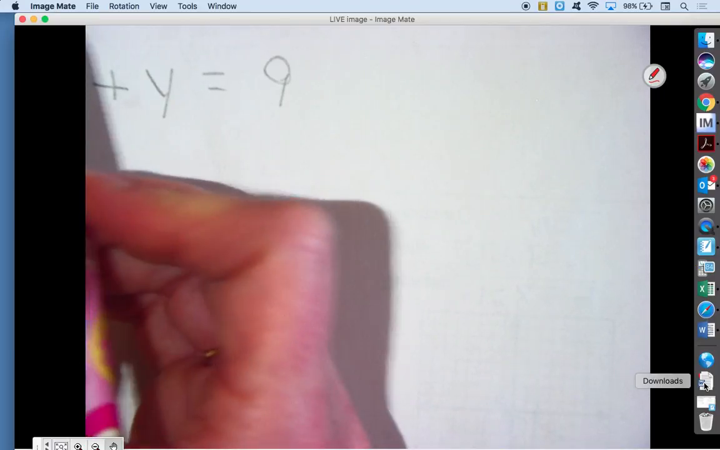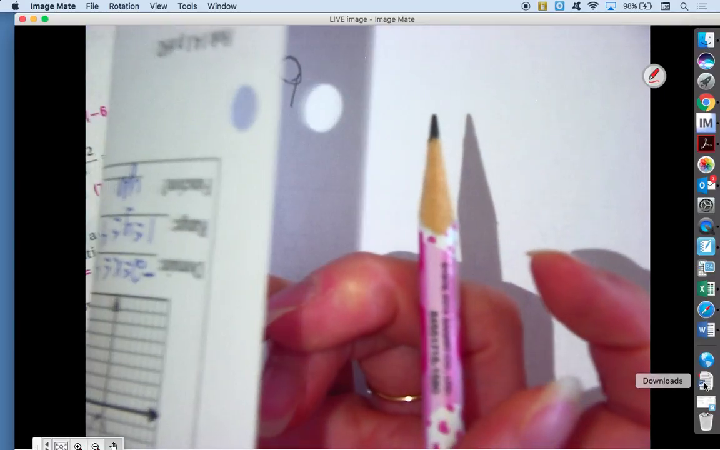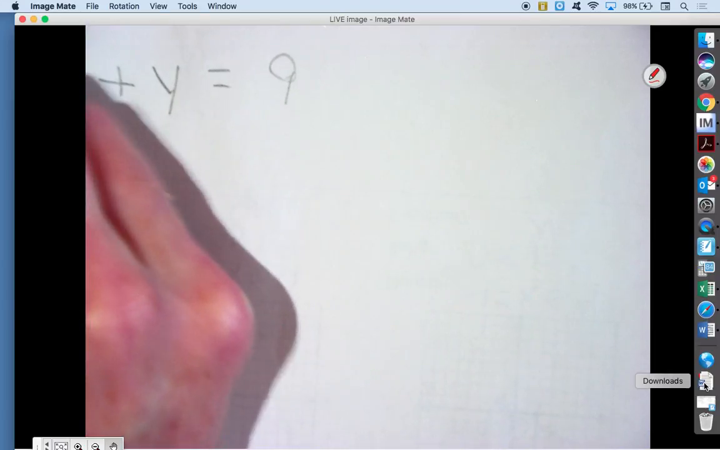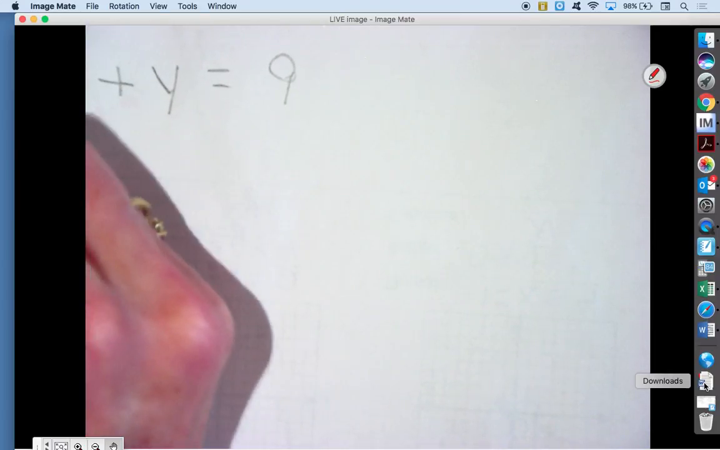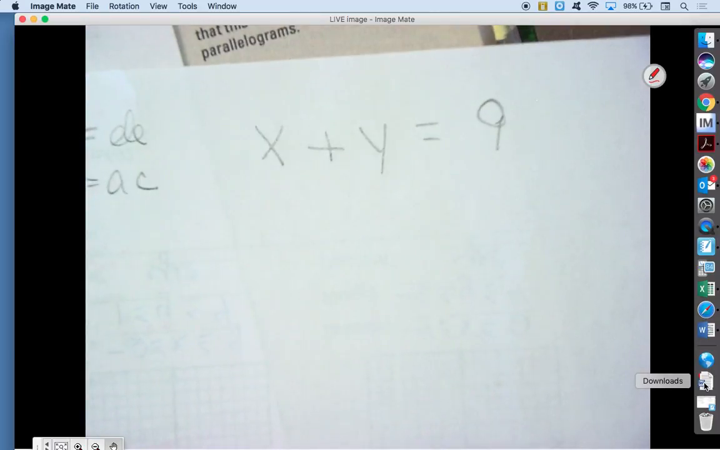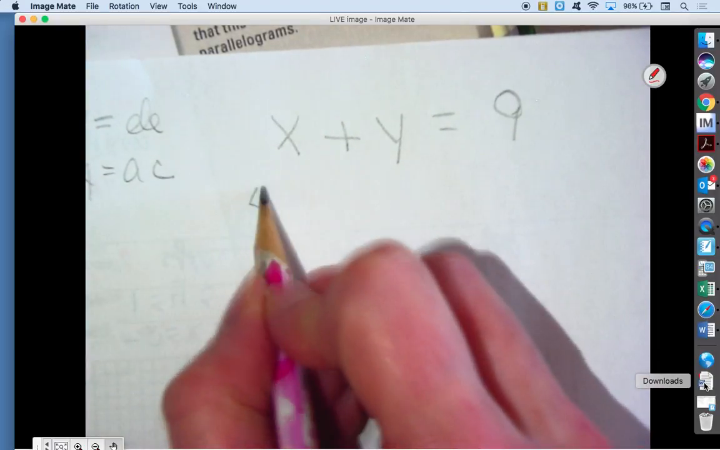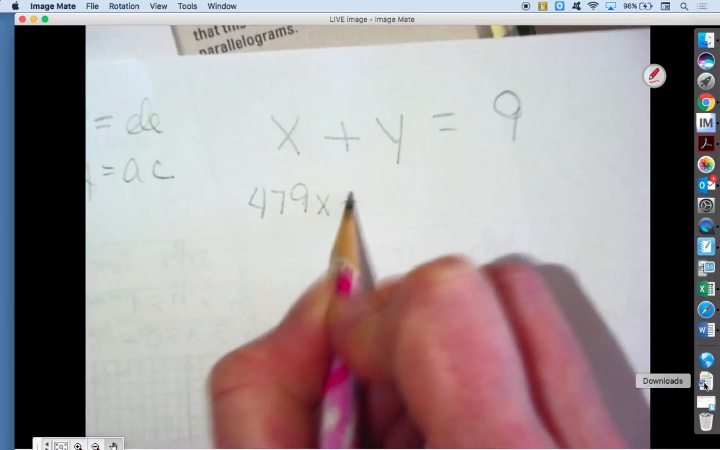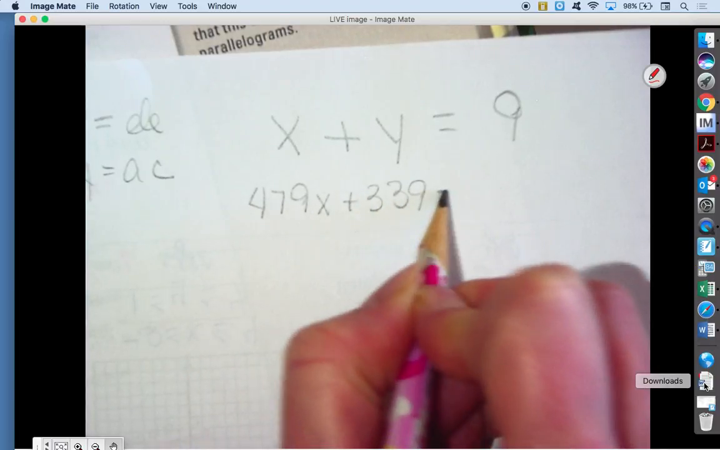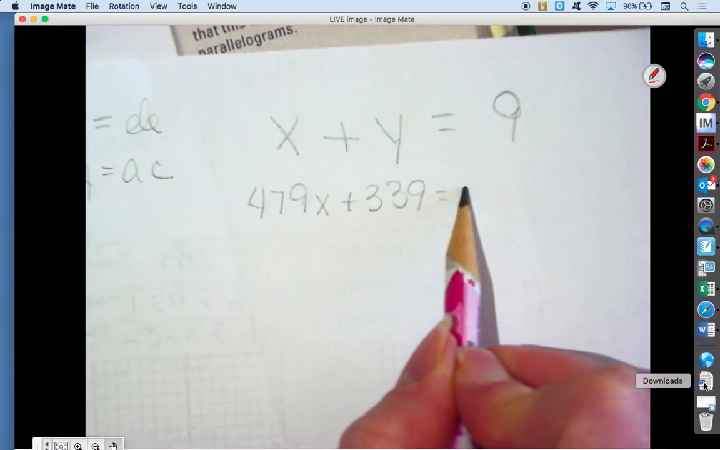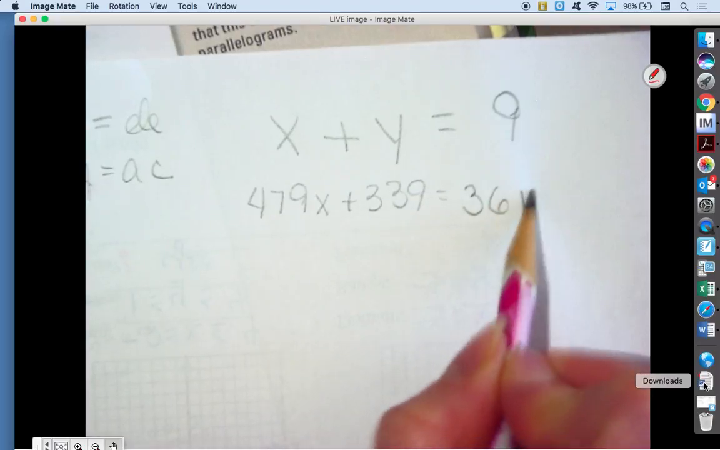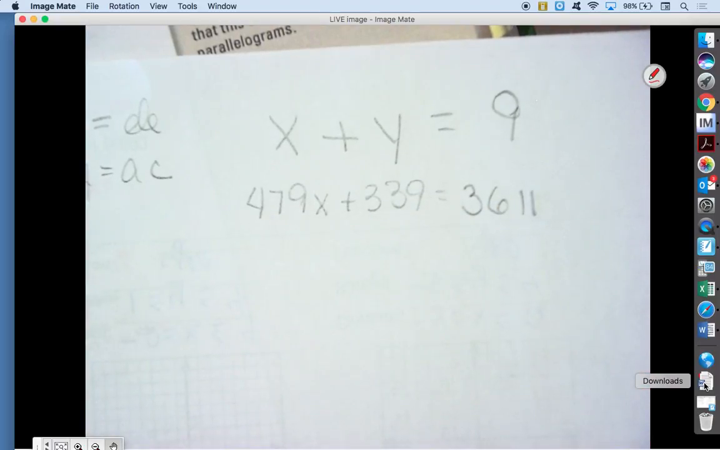And the x would be, what was it, the electric, y is the acoustic. Yeah. And then your second equation, David, you have the other one? 479x plus equals, say it again? 3,600. Good. 3,611.